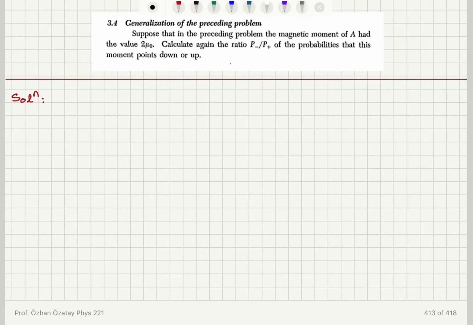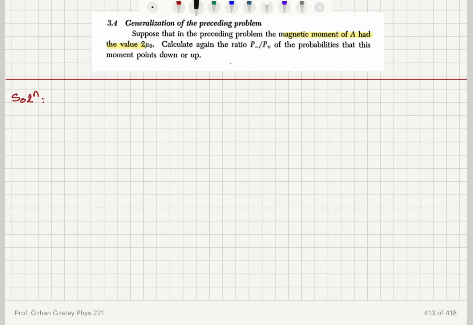Generalization of the preceding problem. Suppose that in the preceding problem, the magnetic moment of A had the value 2 mu 0. Now calculate the ratio P minus over P plus of the probabilities that this moment points down or up. So, okay, we will generalize this problem. So let's start with what has changed.